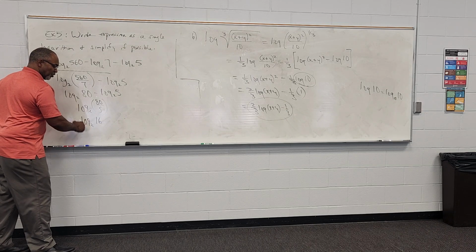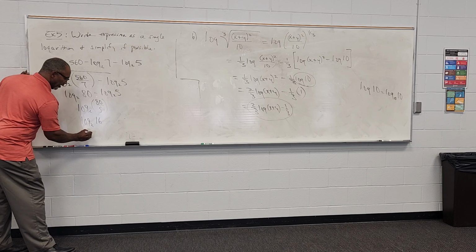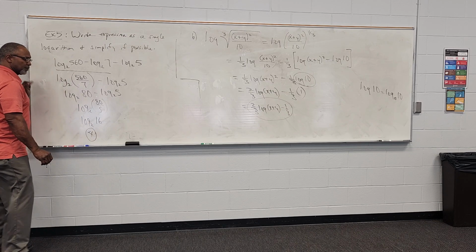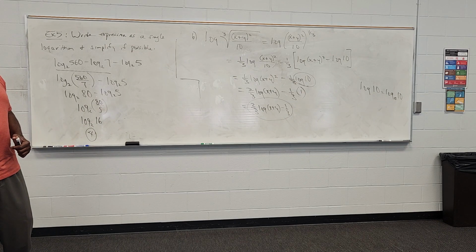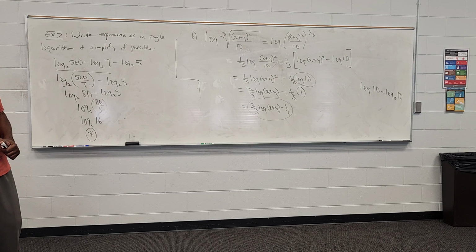So, this is equivalent to asking the question, 2 raised to what power gives you 16? And the answer is 4. 2 raised to the 4th power. 2 times 2 is 4, times another 2 is 8, times another 2 is 16. So 2 times itself 4 times gives me 16. So that problem simplifies to 4.